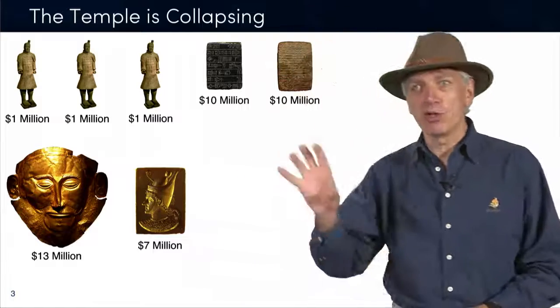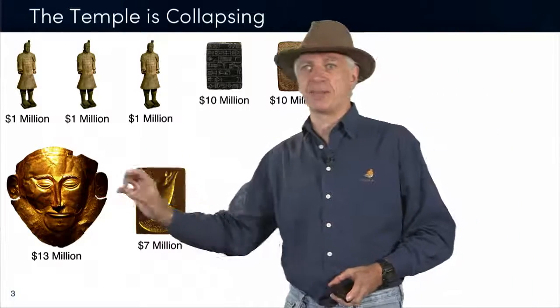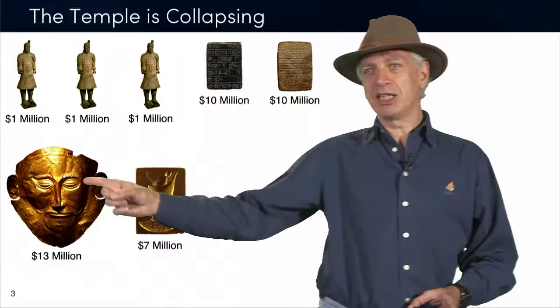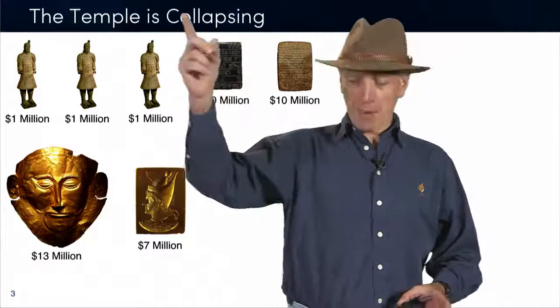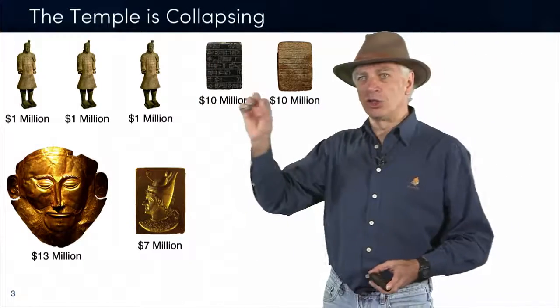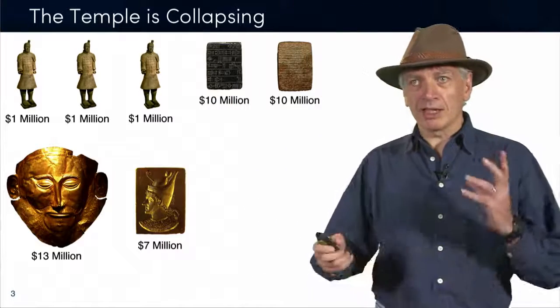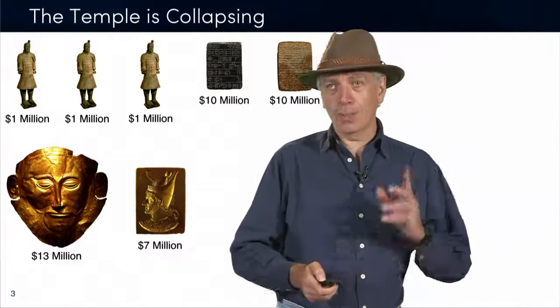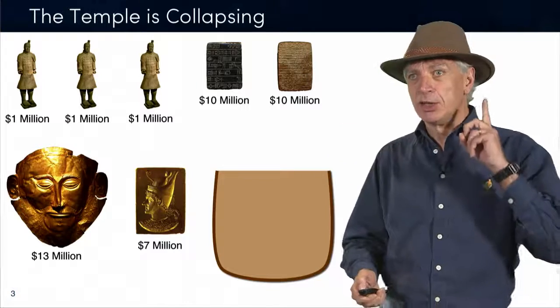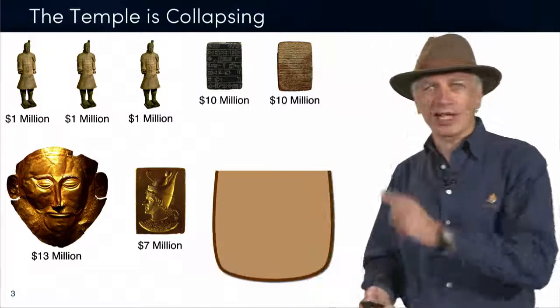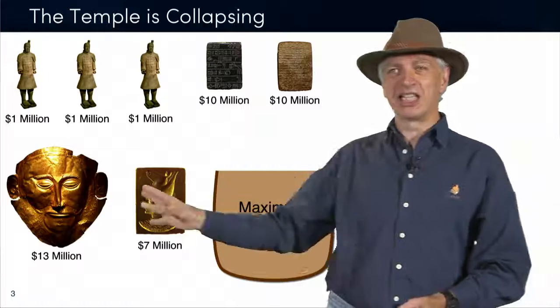So he can evaluate the value of every one of these items immediately, right? So 13 million for the mask, 1 million for the little statues over there, right? So the warrior. Okay, so now what Indiana Jones is going to say, oh, but I also have to evaluate the size of my knapsack, and he can figure that out very quickly, right? So this is about 10 kilos, okay?